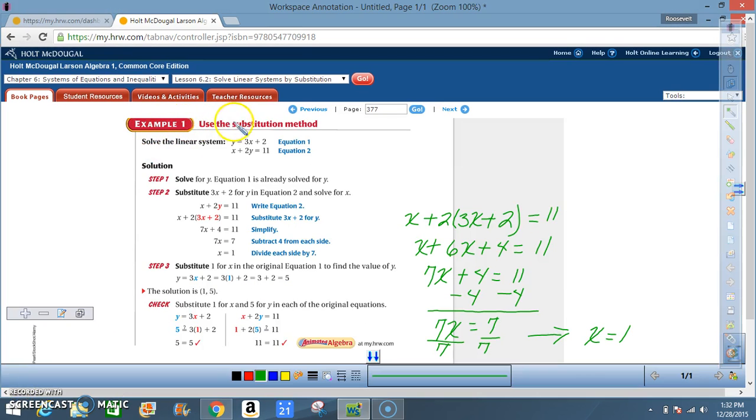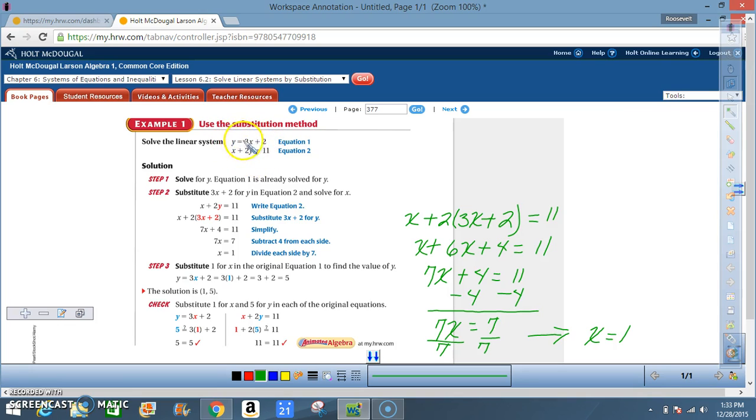Example 1. Use the substitution method. Solve the linear system. y = 3x + 2, that's equation 1, and x + 2y = 11. Solution. Solve for y. Equation 1 is already solved for y. y = 3x + 2.